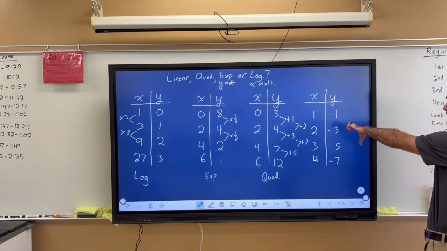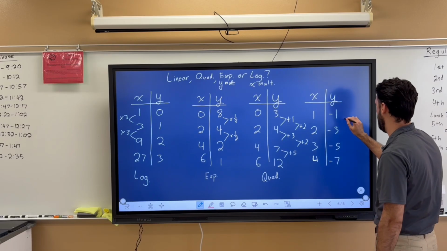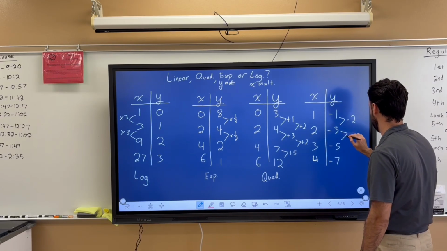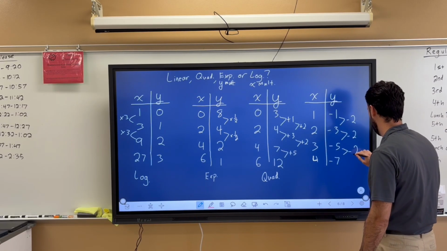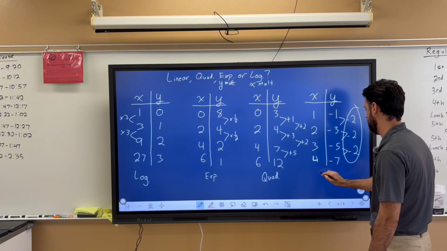All right, then our last function. So the x's are all increasing by 1, and the y's are decreasing by 2. So because these numbers are the same, the first differences are the same, that would give us a linear function.